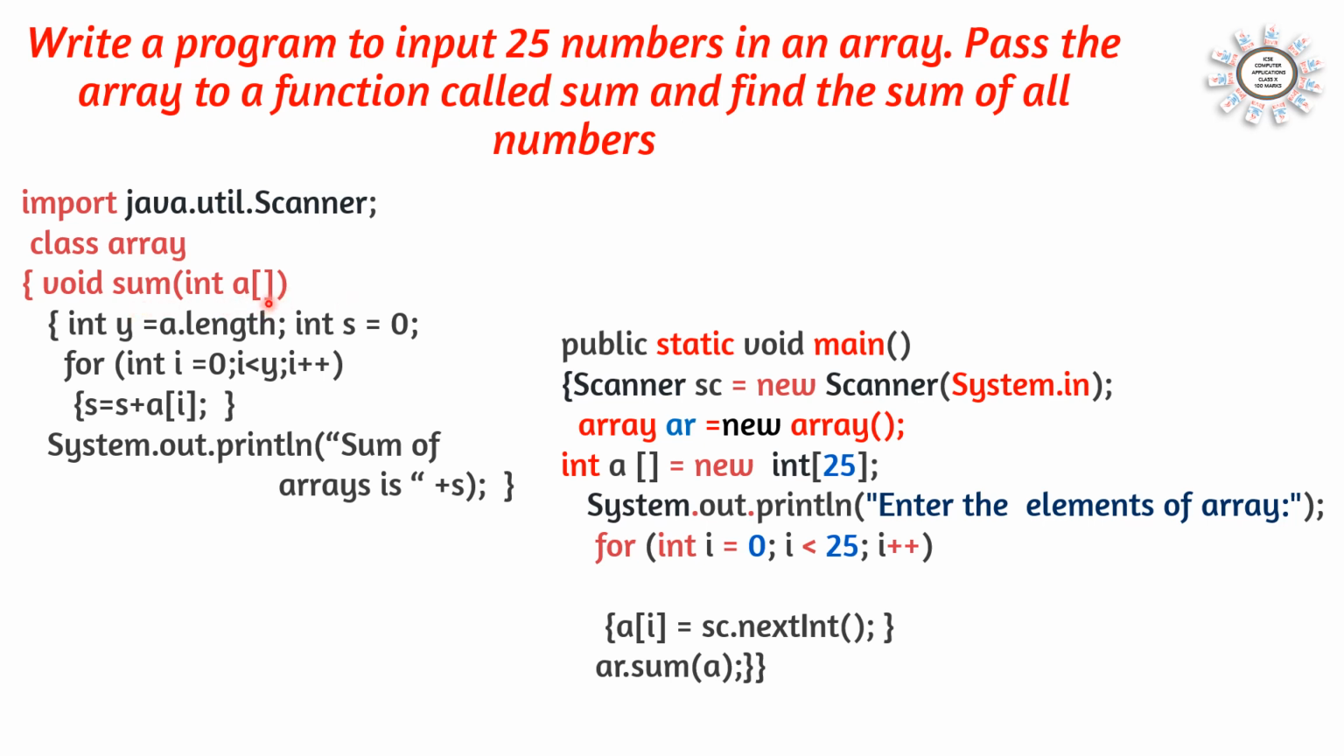After accepting the elements, now we have to find the sum of all elements. For that, int y is equal to a.length. Find the length of the array, that means how many elements are present in the array. And for sum, we have declared int s is equal to 0. And start the loop: for int i is equal to 0, i less than y. That means 25, till 25. i plus plus. s is equal to s plus a[i]. That means 0 plus the first number a[0], then the second number a[1], a[2], up to a[24]. One by one the numbers will be accessed and the sum found. Now close the for loop.